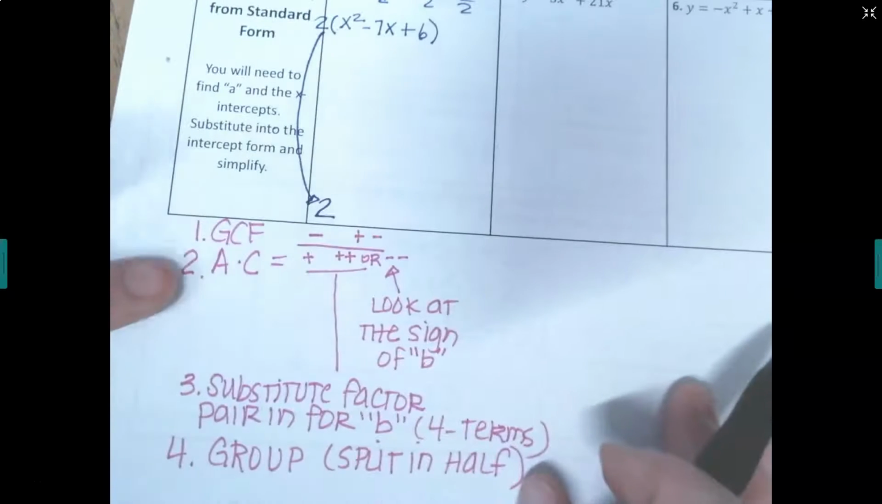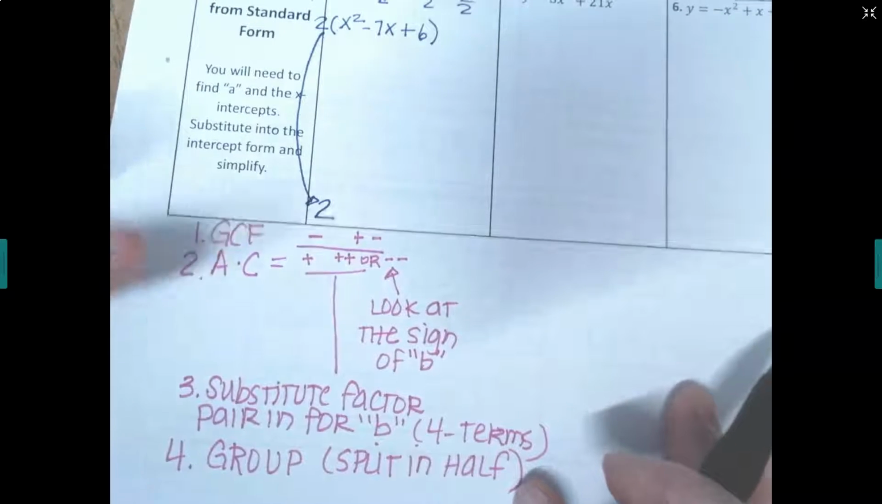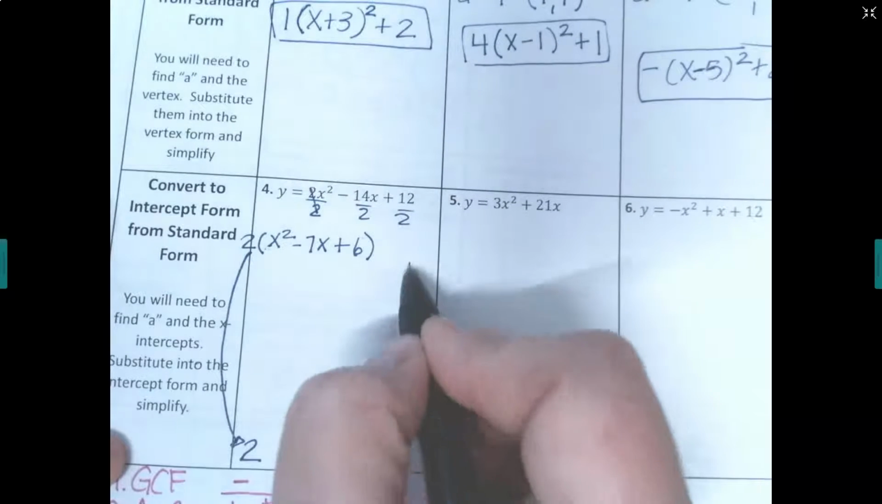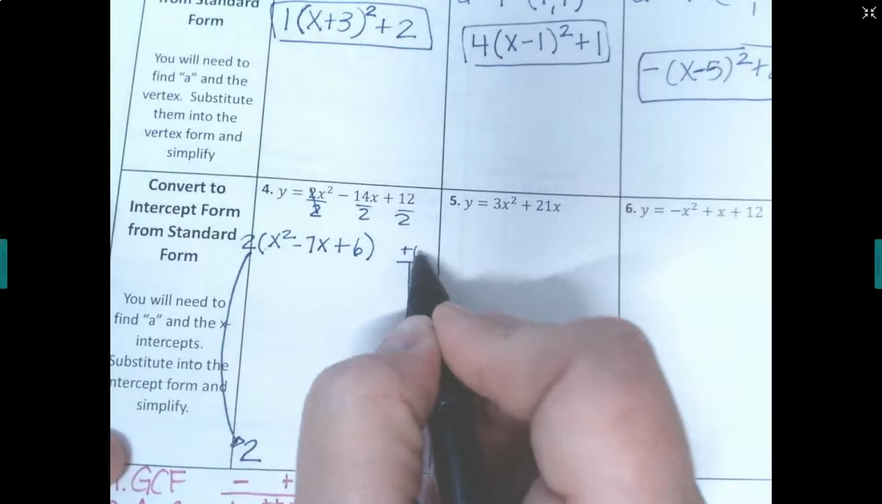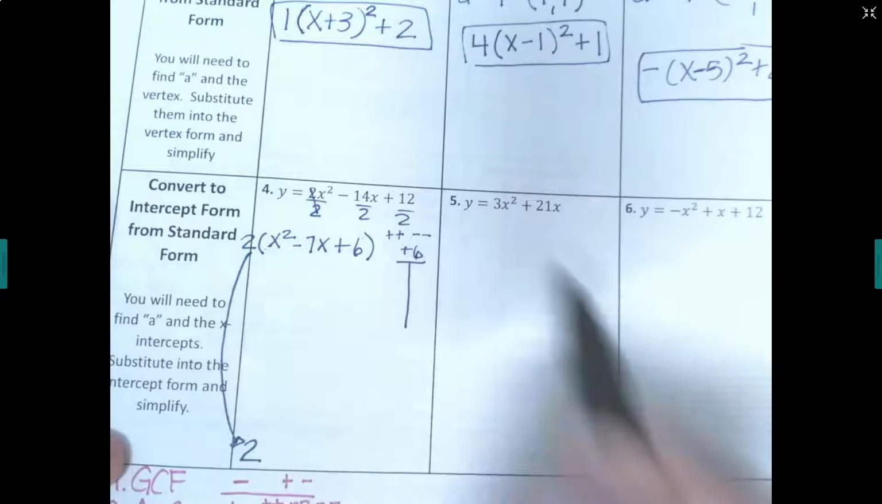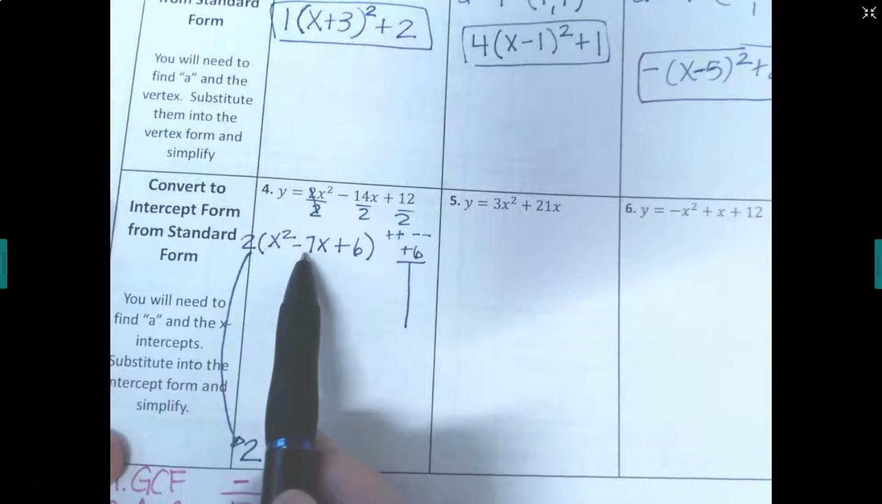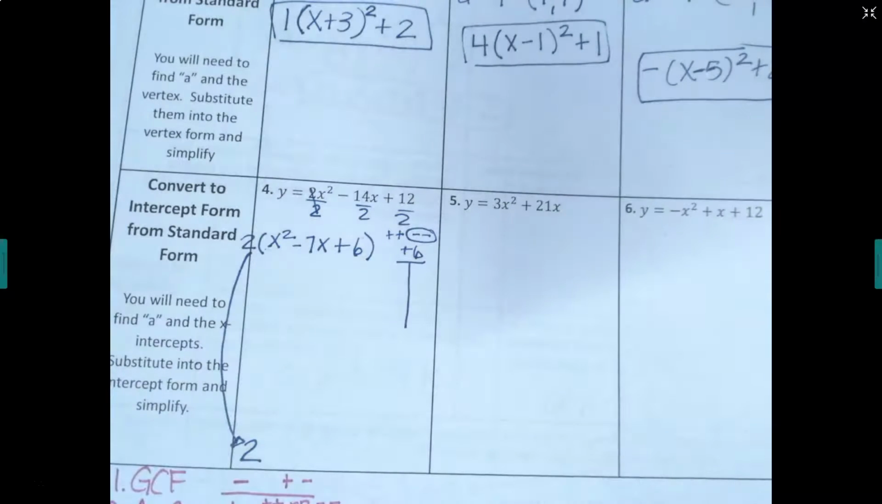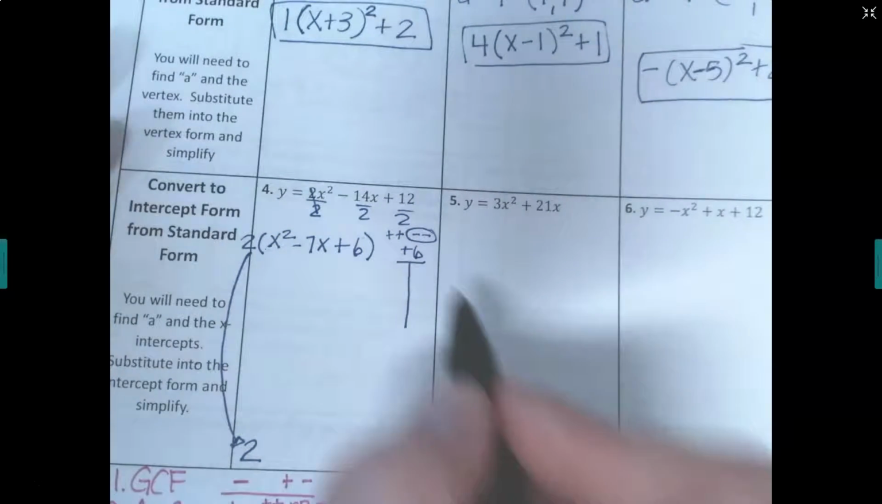So the second step was A times C. Okay, so A is 1 here, so 1 times 6 gives us a positive 6. So that means our signs are either positive, positive, or negative, negative. So when you look at the B value, because it's negative, that means our signs are going to be negative. And we just look for the factor pairs of 6.